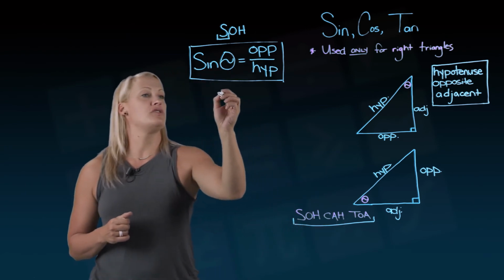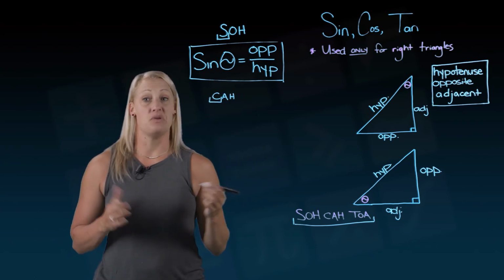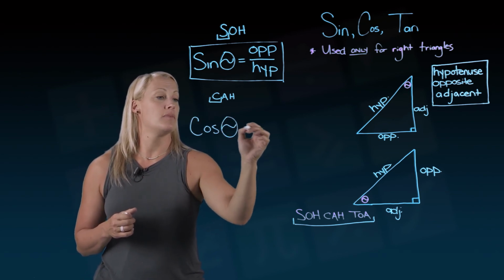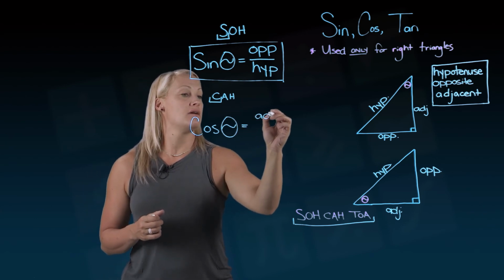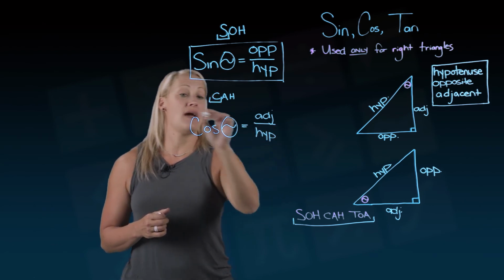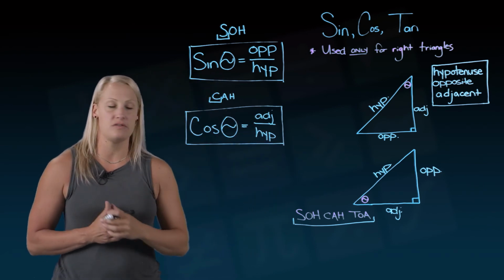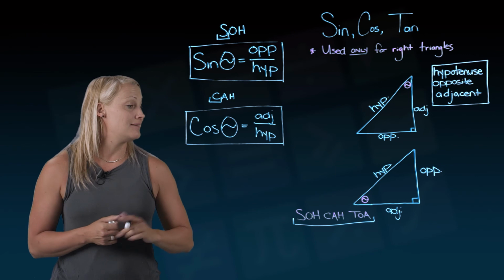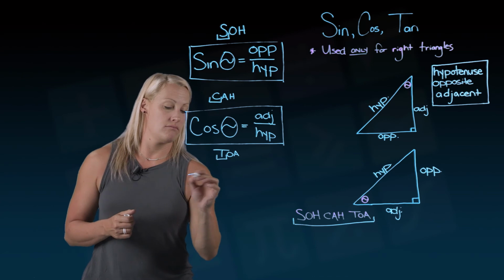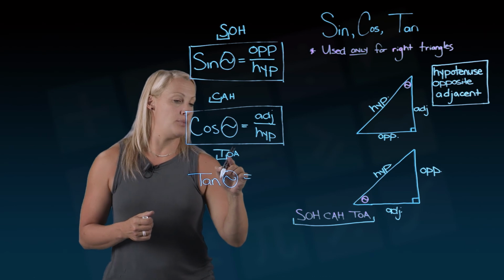So we've got CAH as our second one. The C, as you can probably imagine, stands for cos of our theta. The A is adjacent. First one always goes on the top. Second one always goes on the bottom. So now we have a second equation we could use. Again, as long as we have two of those pieces of information, we could find the third one. And our last guy, TOA, T is tan. We'll put our little theta guy in there. And opposite over adjacent.